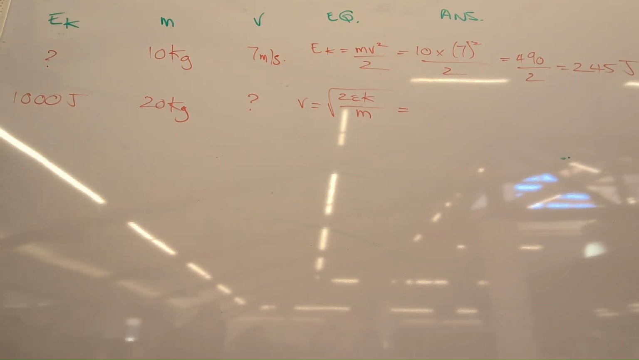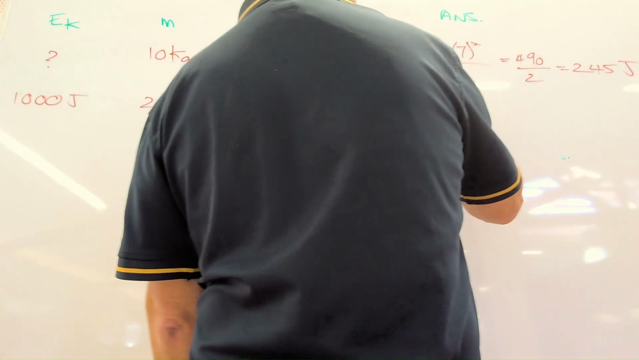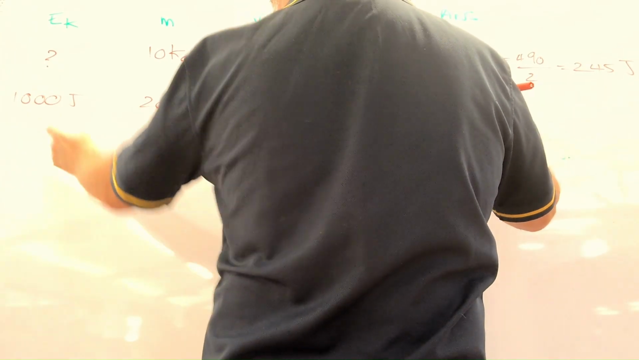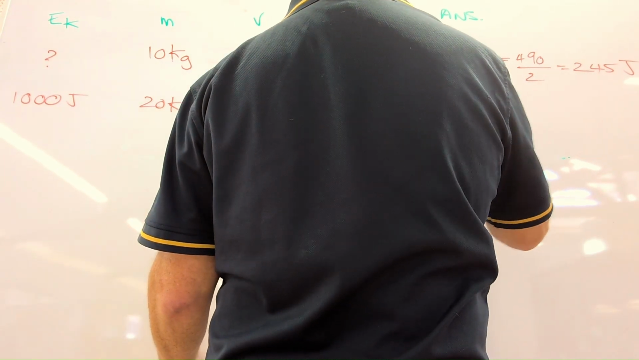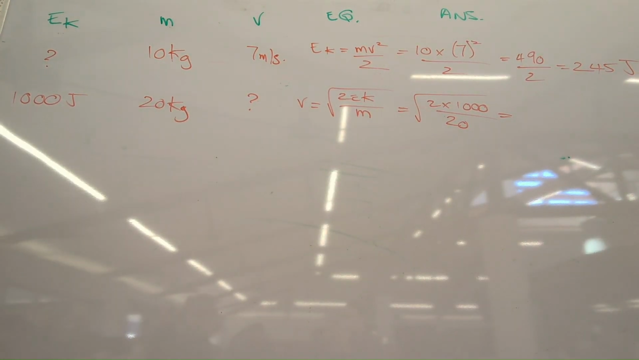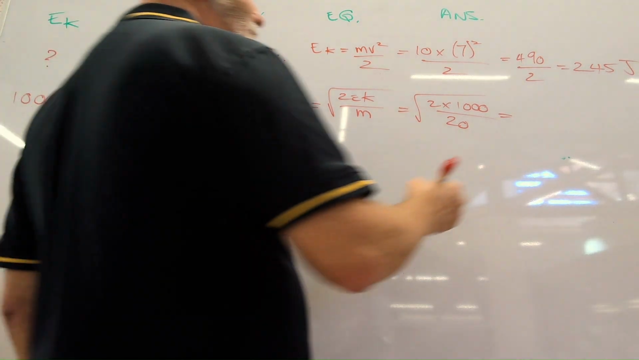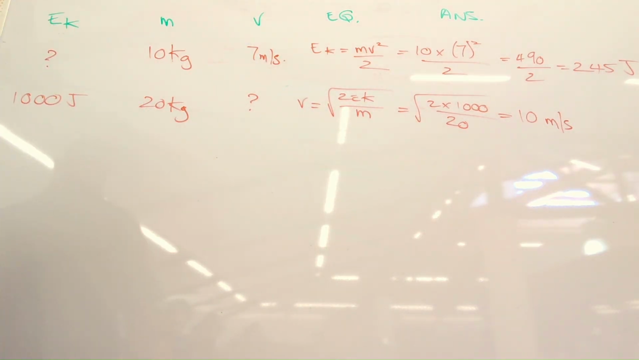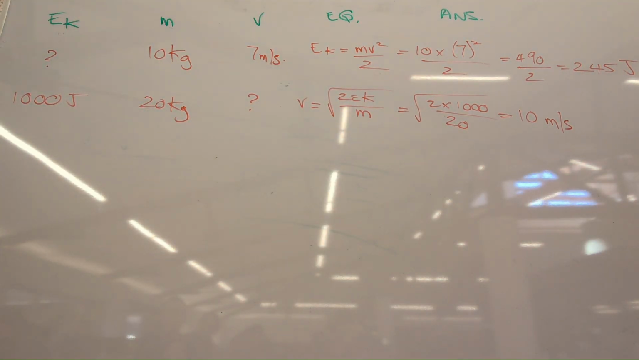All good? So now we just put the square root of 2 times EK, which is 1,000, divided by 20. 2,000 divided by 20? 100. And 100 square root? 10. I made up that example completely randomly and it worked out perfectly. 10 meters per second. I am very good at making up examples without meaning to.